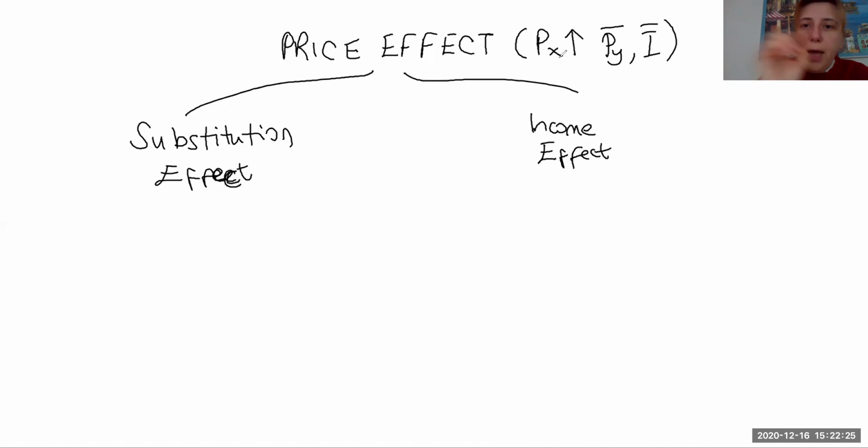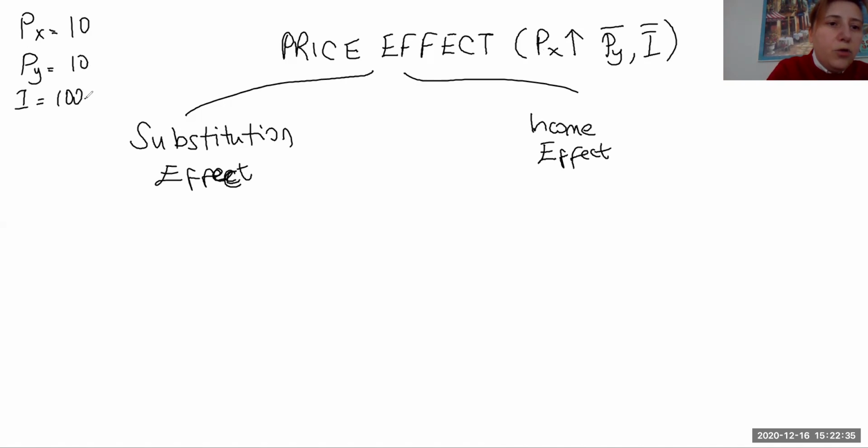While the price of X is going up, suppose that initially the price of X was 10, the price of Y was 10, and the income of the consumer was 1,000. Now suppose that the price of X is 15, the price of Y stays constant, and the income of the consumer stays constant.